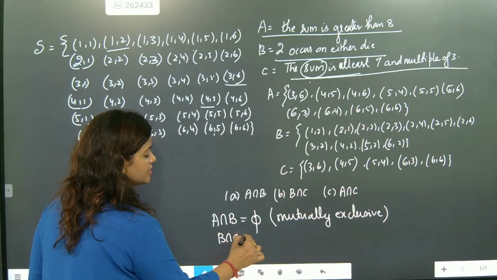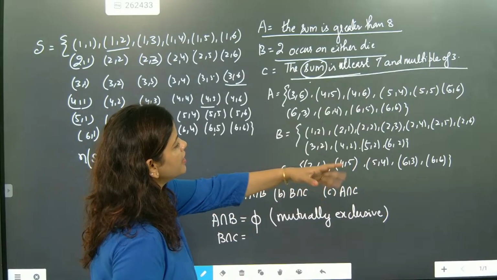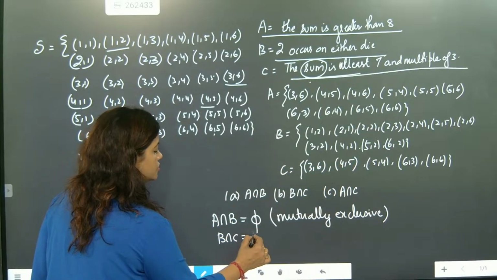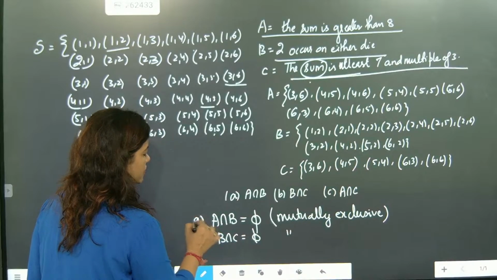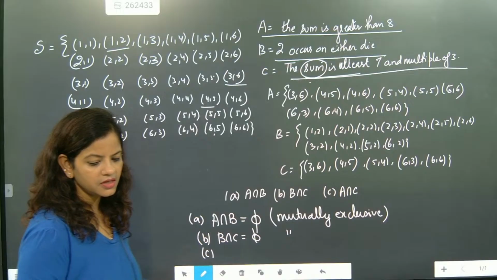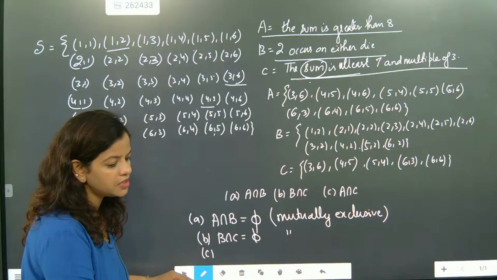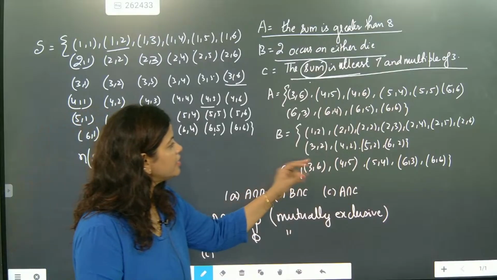Now B intersection C, if we see B intersection C, again nothing is common. So this is also empty. Why? Because they are mutually exclusive. First answer, second answer, third answer. For the third answer, again we are going to solve this question. Now is there anything common between them?